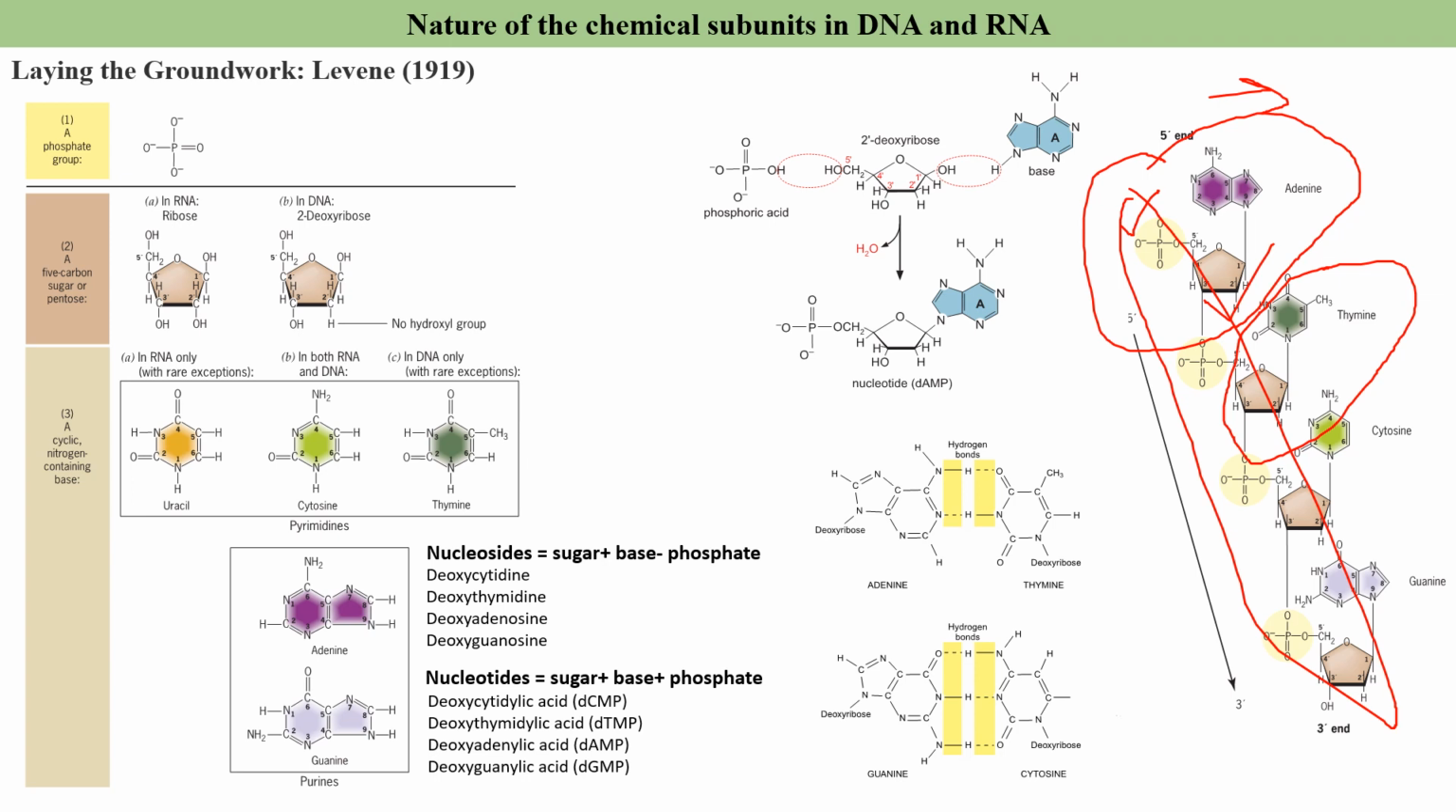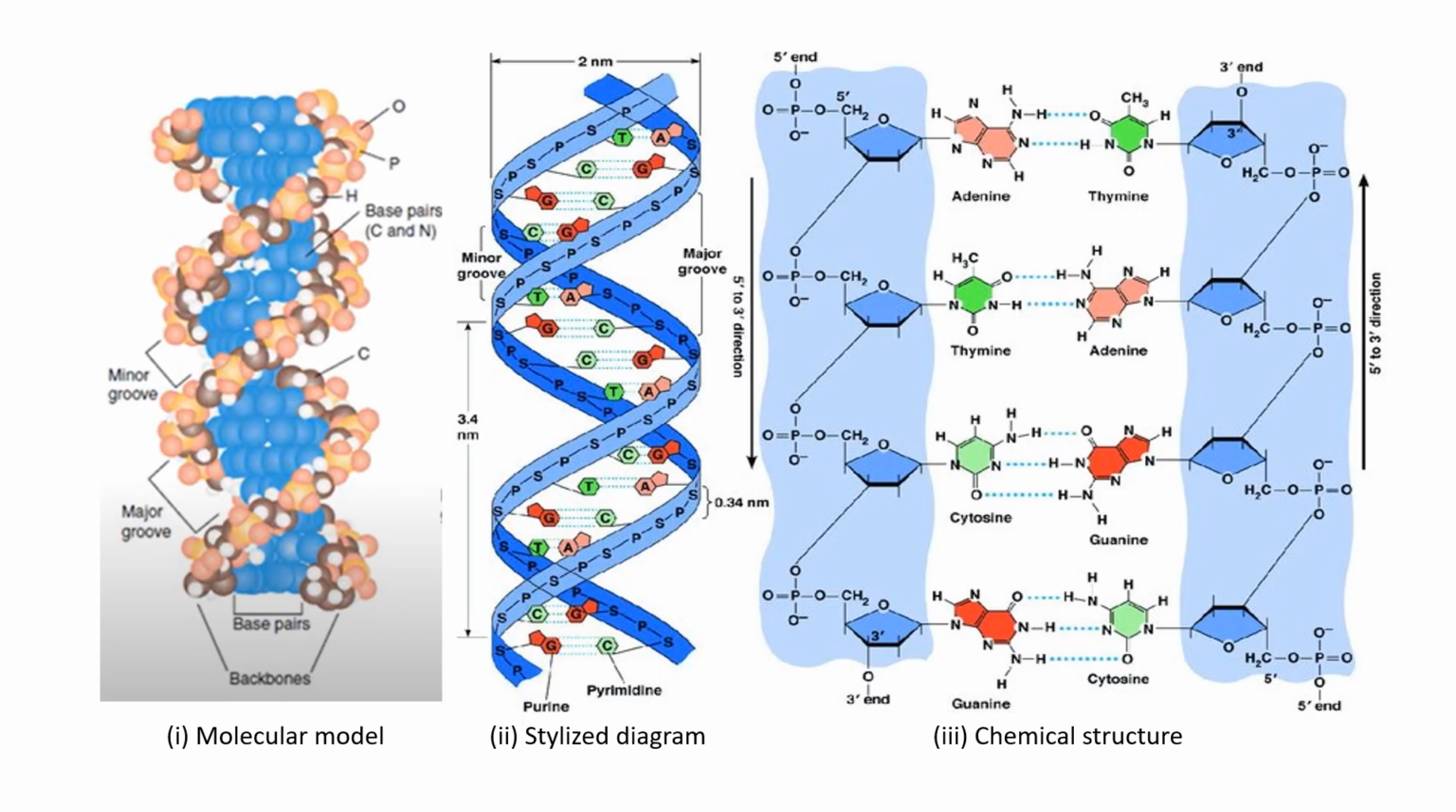And the base pairs, that is adenine bonds with thymine using two hydrogen bonds, while guanine bonds with cytosine by three hydrogen bonds. Yes. So here is the molecular model, stylized diagram and the chemical structure of DNA. You may see the chemical structure, and I'll be discussing this chemical structure in detail.